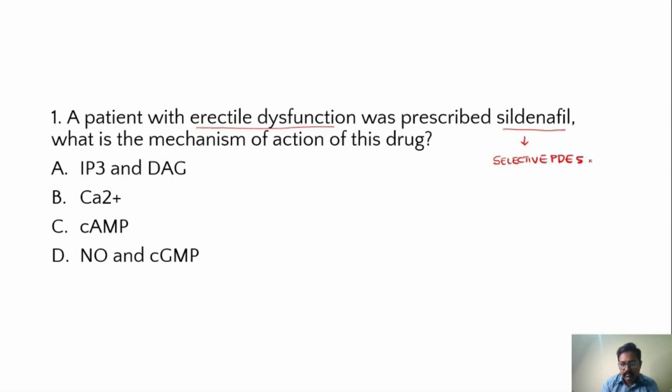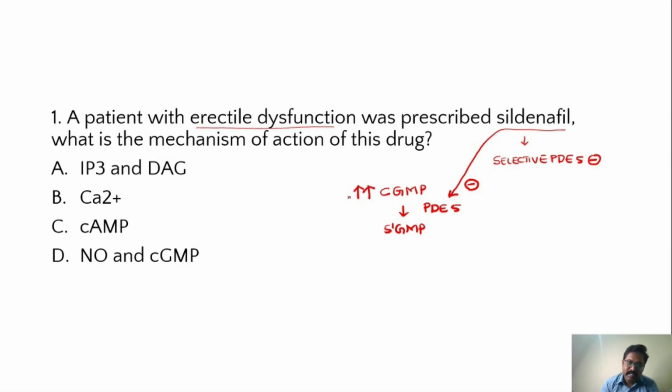phosphodiesterase 5 inhibitor. What is this phosphodiesterase 5 responsible for? Please remember, phosphodiesterase 5 converts the cyclic GMP into 5' GMP. So phosphodiesterase 5 is the enzyme involved in conversion of cyclic GMP into 5' GMP. Sildenafil will inhibit this enzyme. Thereby what happens to the cyclic GMP level? Cyclic GMP levels will increase.